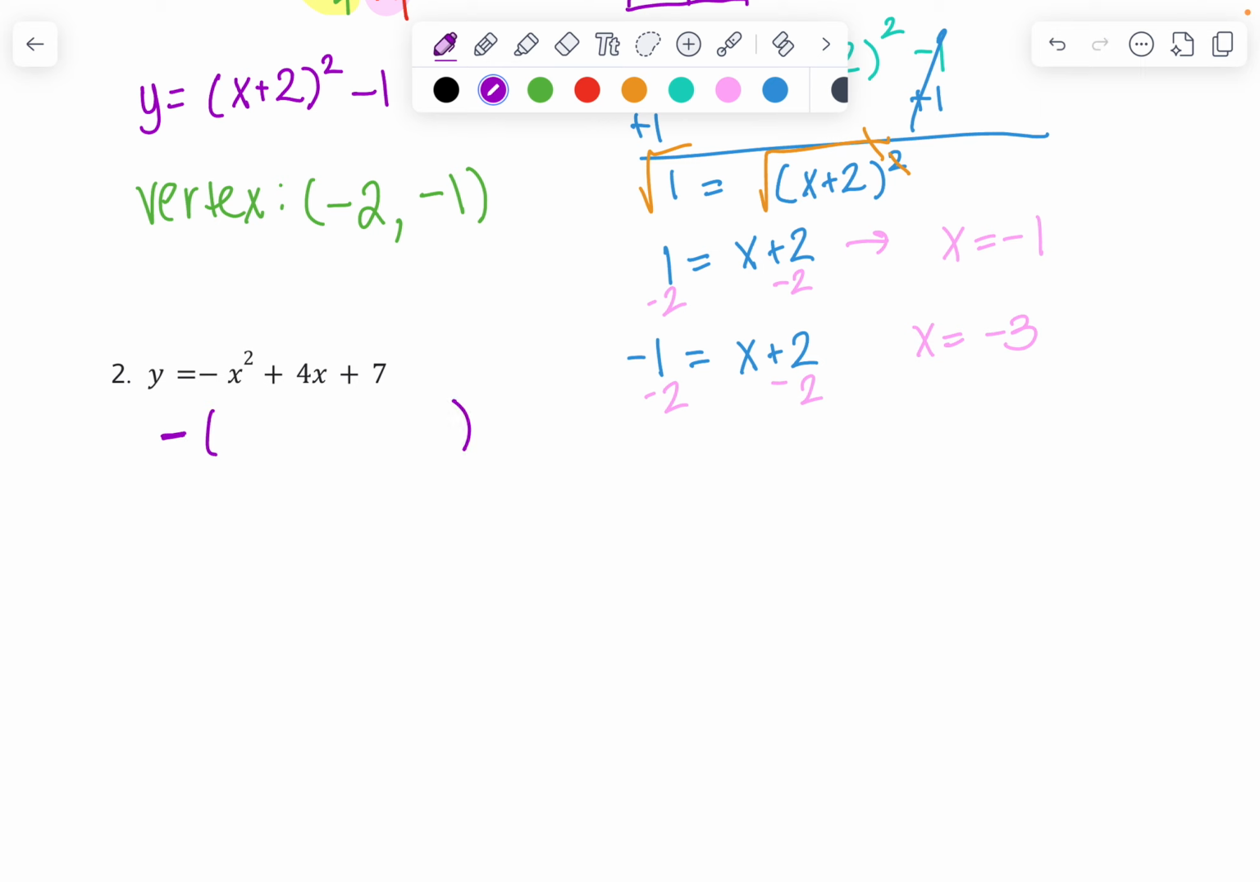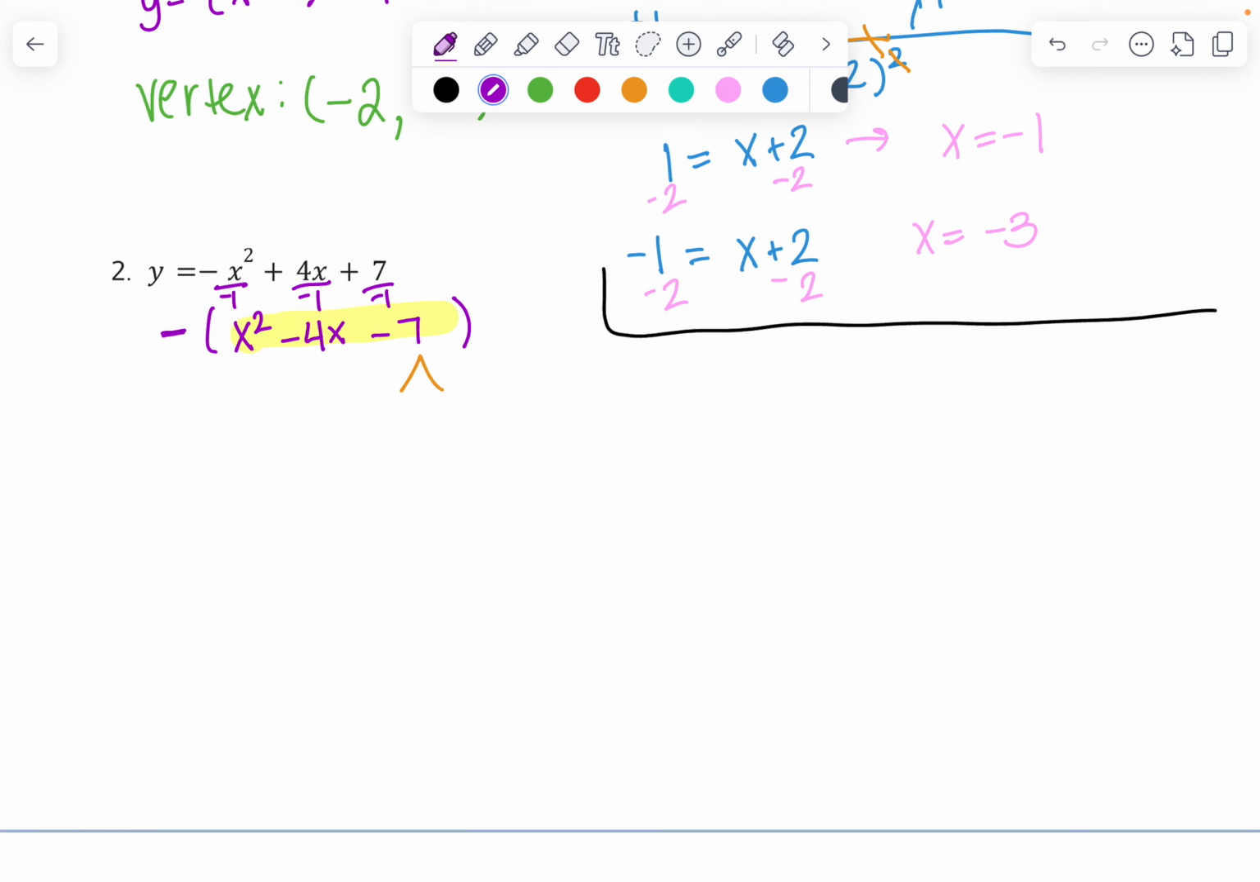So if we take out that negative, that's the same thing as dividing everything by a negative 1. So we're left with x squared minus 4x minus 7. And now this is the portion that we're going to focus on completing that square with. And that negative will just hang out. We'll see where that comes in a little bit later. So again, big idea. We're trying to rewrite this last term so that we end up with a perfect square. Let me put a little line here so this doesn't get lost.